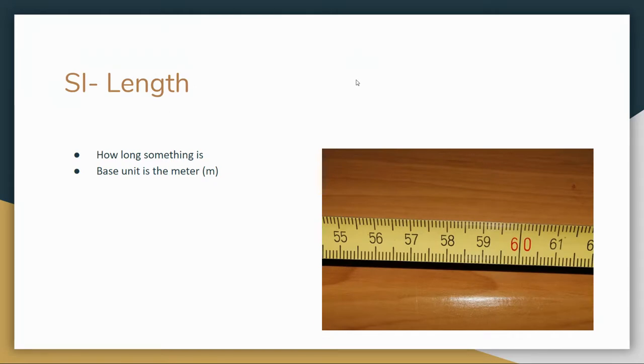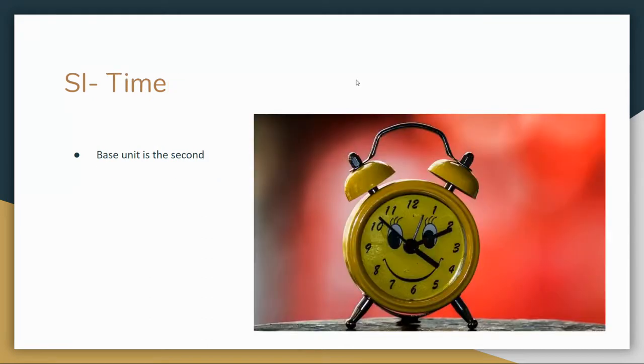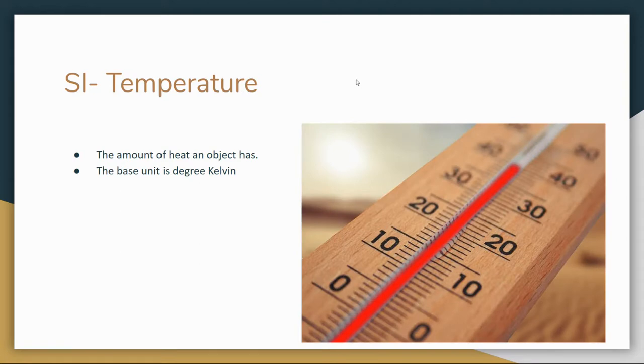All right, so the measurement for length. Length is how long something is, and the base unit in the SI system for length is meter. All right, so measurement of time. The base unit of time is second in the SI system. Temperature. Temperature is the amount of heat an object has. The base unit of measurement for temperature is Kelvin, or capital K.